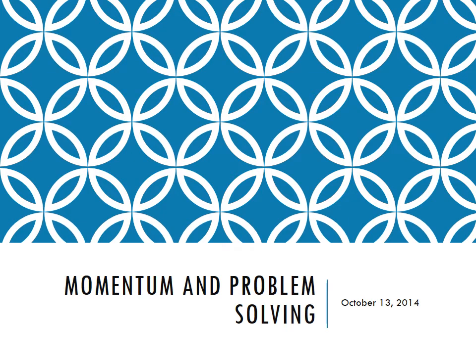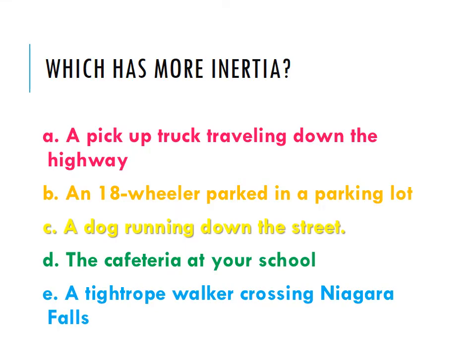Momentum and problem solving. Okay, this question should be review from our previous class. Which one of these has the most inertia? Because for inertia, the actual velocity doesn't matter, the object here that has the most mass is D, the cafeteria. Because it has the most mass, we can infer that it has the most inertia.